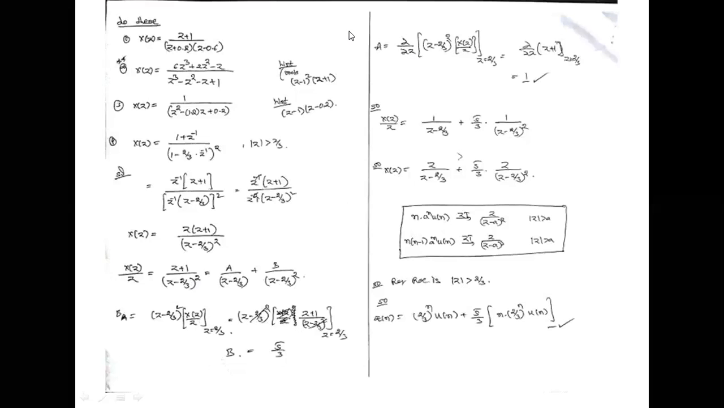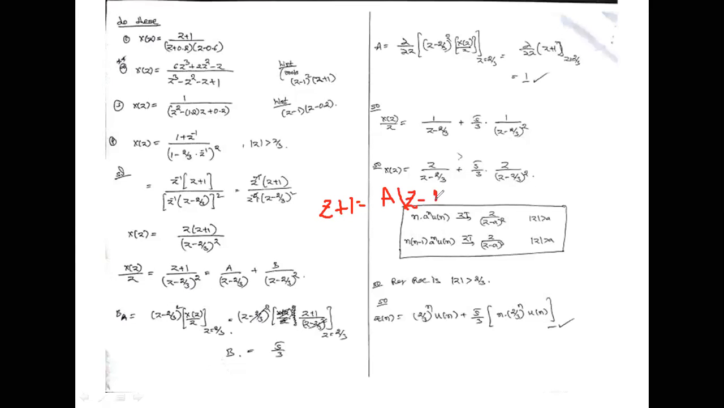Otherwise, what is the equation here? The z plus 1 by z minus 2 by 3 whole square is x of z by z. Got it, my dear friends? So the equation becomes z plus 1 is equal to, because the denominator gets cancelled when you take the LCM here, a into z minus 2 by 3 plus b into, since the denominator is already z minus 2 by 3 whole square, b into 1.